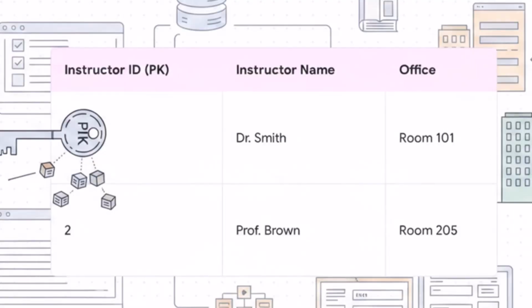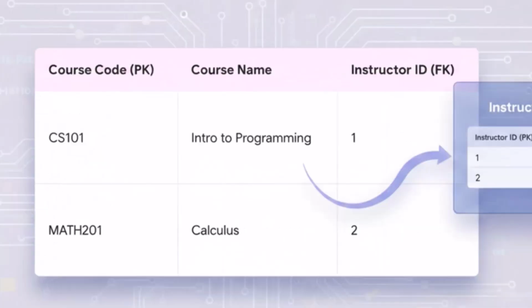We create another new table. This time it's for the instructors. Each instructor gets their own unique ID, and all of their specific info, like their name and their office, gets stored right here. Now, if a professor moves offices, you only have to change it in one single place. Perfect. And here is our newly updated courses table.